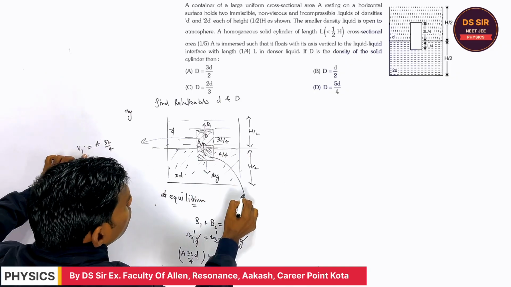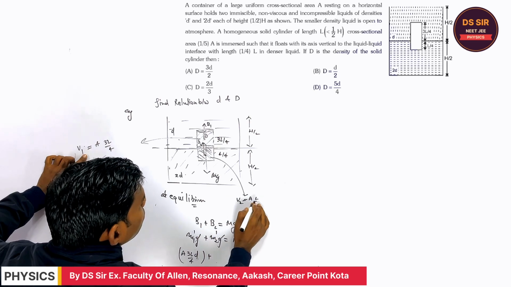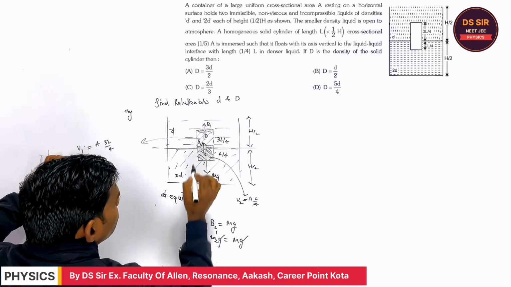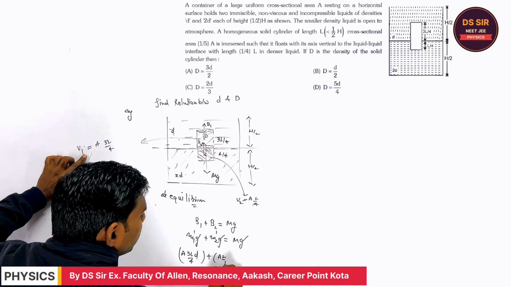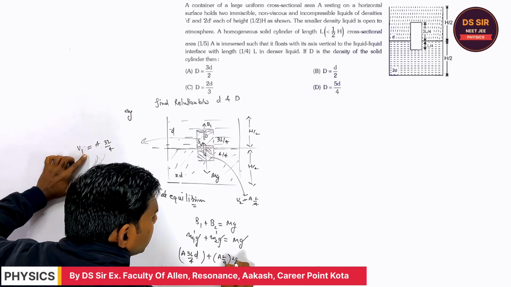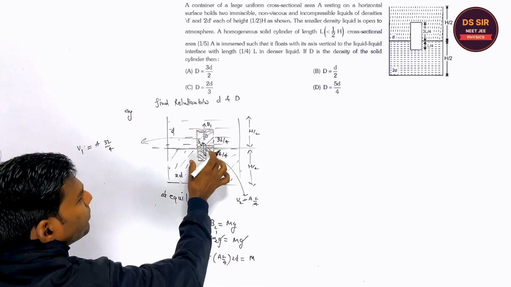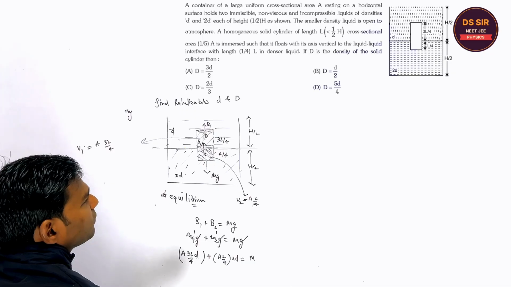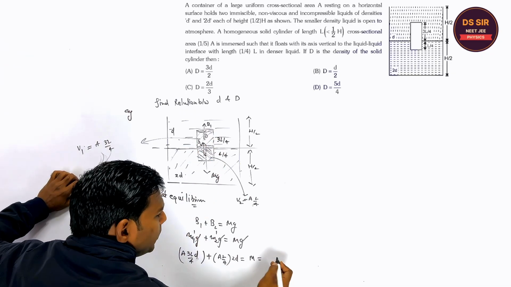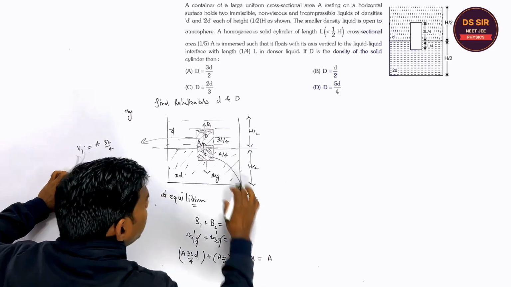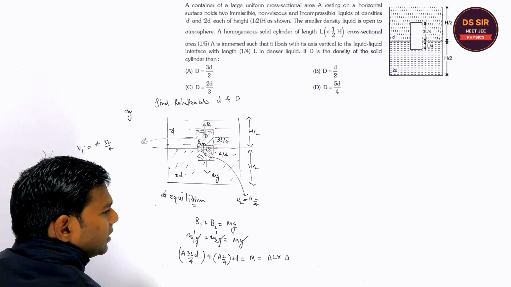What is its volume? You tell. Area into L by 4. This is the volume V2. And what is the density of this portion? Say 2d, right? So A into L by 4 is the volume and the density is 2d, and this is equal to M. What is M? M is the mass of this cylinder. What is the mass? Say volume into density. Volume will be A into length L multiplied by density capital D.